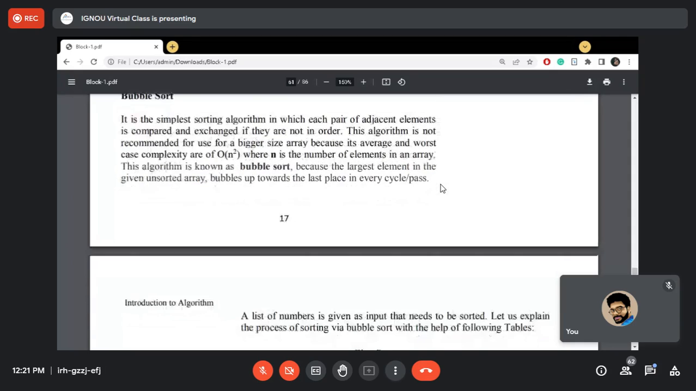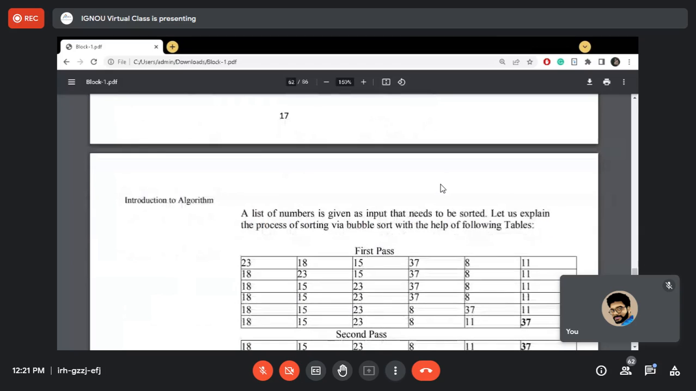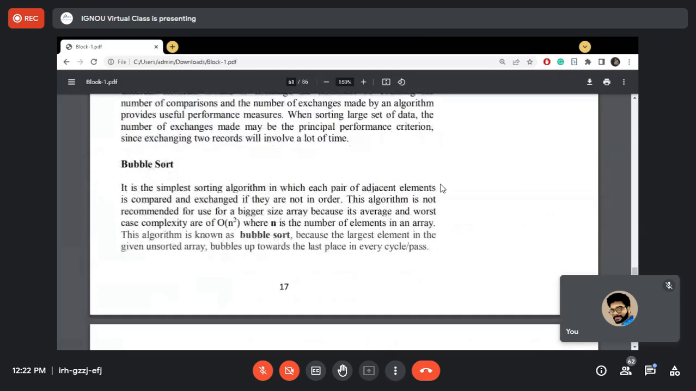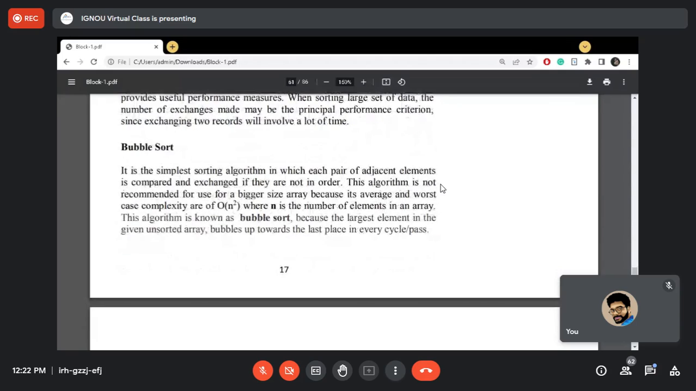So here we have bubble sort. It is a simple sorting algorithm in which each pair of adjacent elements is compared and exchanged if they are not in order. That means we have to use adjacent elements for comparison. This is not recommended for a bigger size array because its average and worst case complexity are of big O(n squared).